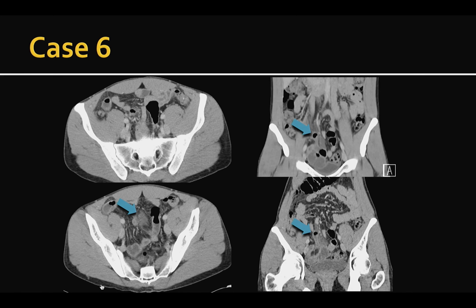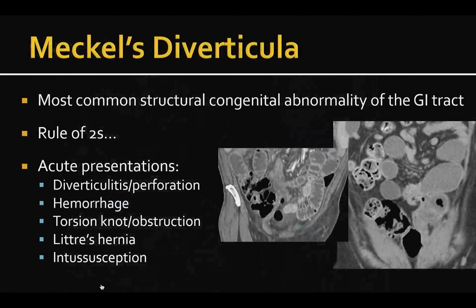The patient was taken to surgery, and this was found to be an inflamed Meckel's diverticulum, not an inflamed appendix. So remember that Meckel's diverticula are the most common structural congenital anomaly of the GI tract. People like to talk about the rule of twos. That is, it happens in about 2% of the population, about 2% of people have complications. They're about 2 centimeters long and about 2 feet from the ileocecal valve.